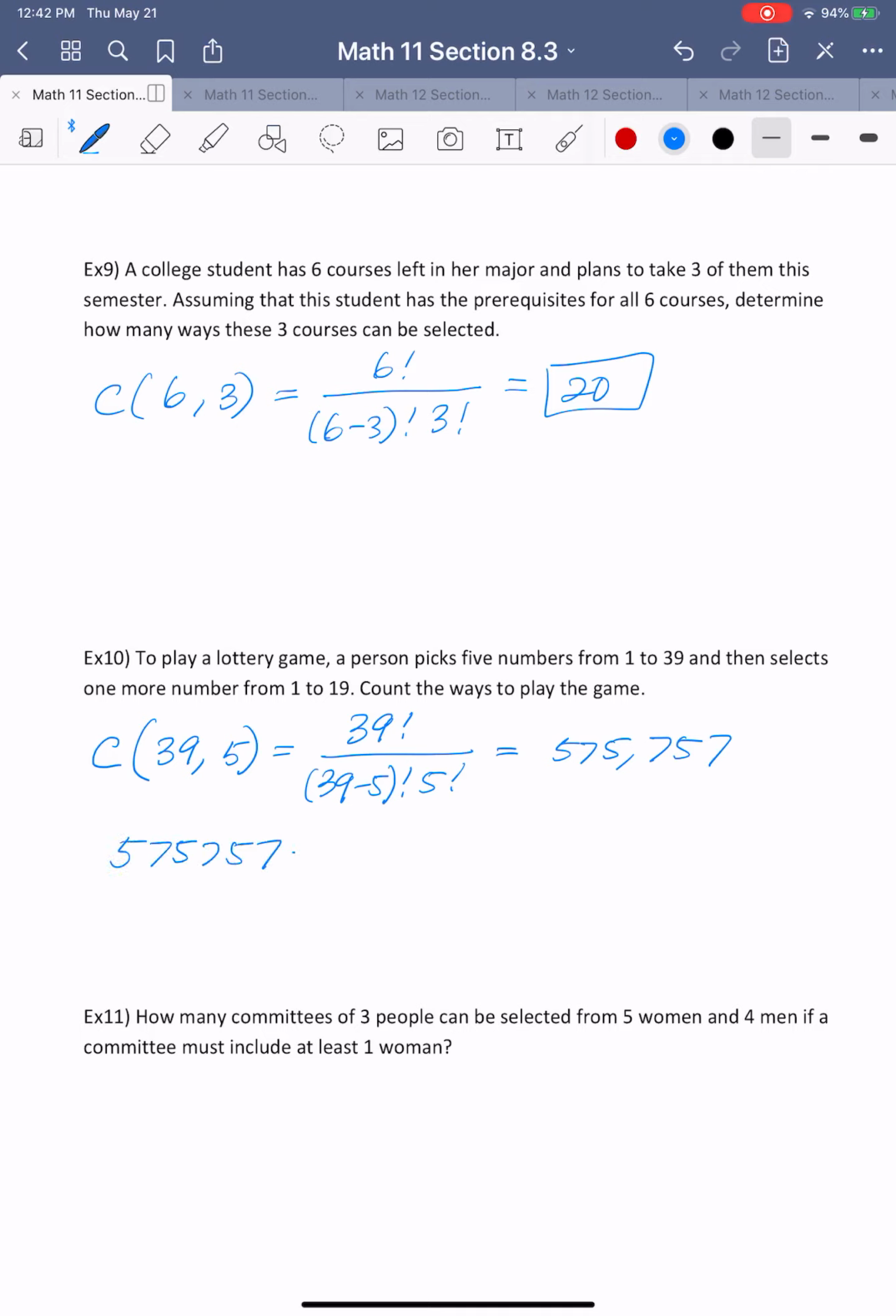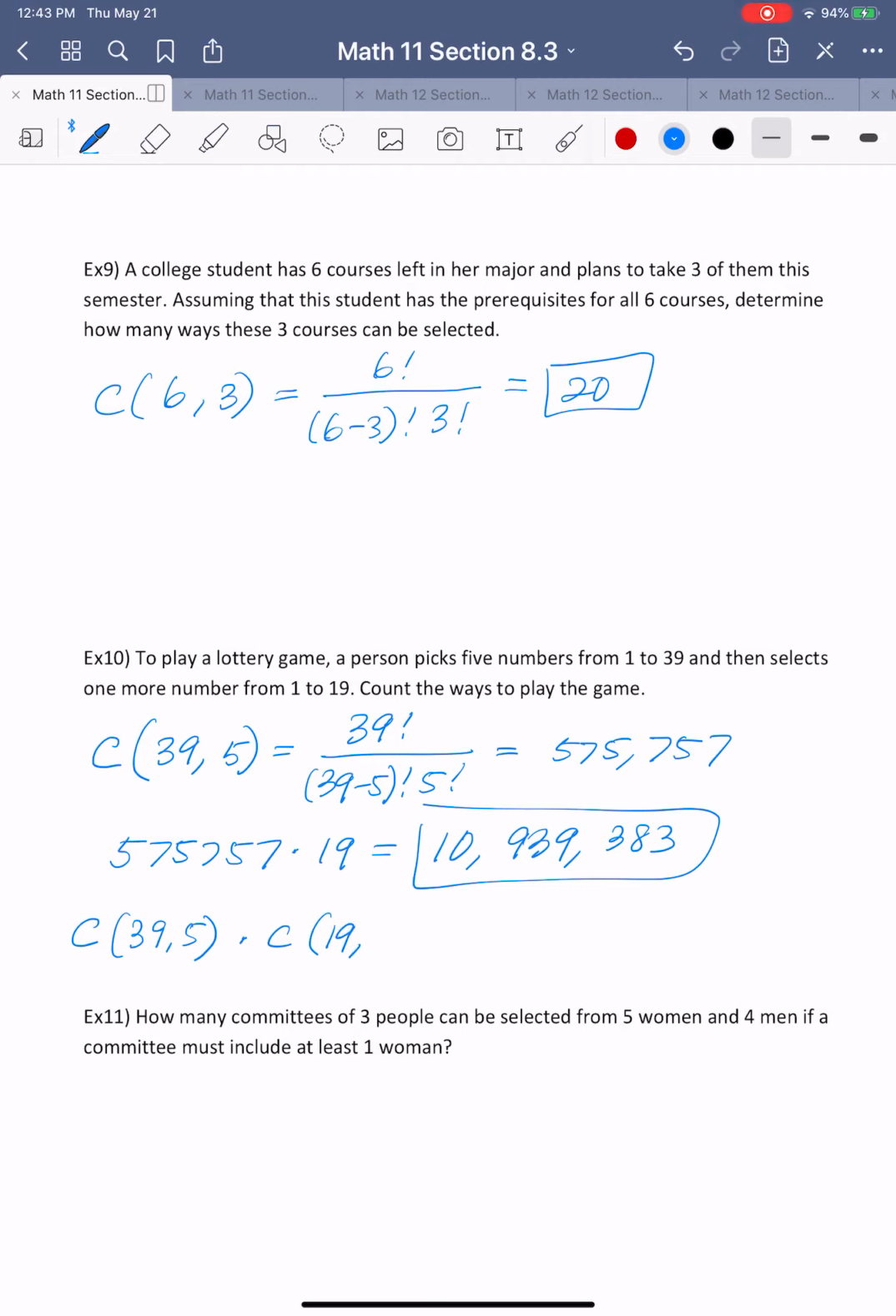But also from here, we need to select 1 number from the 19. So there are 19 ways you can choose, right? So multiply, you get 10,939,383. Which means we can put this together. So it's C of 39 and 5, and then he needs to choose 1 number from the 19.